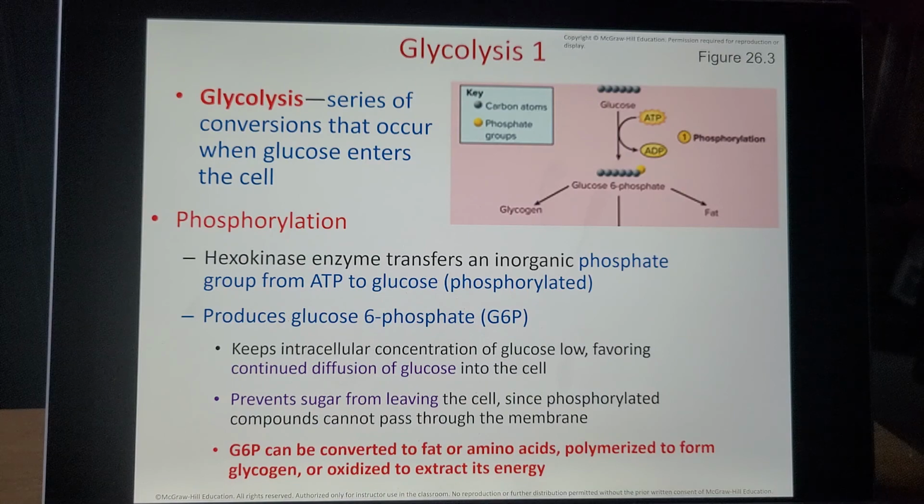So for glycolysis, lysis means breaking down our glucose. Technically it's glucose, but don't ask me why it's glycolysis.